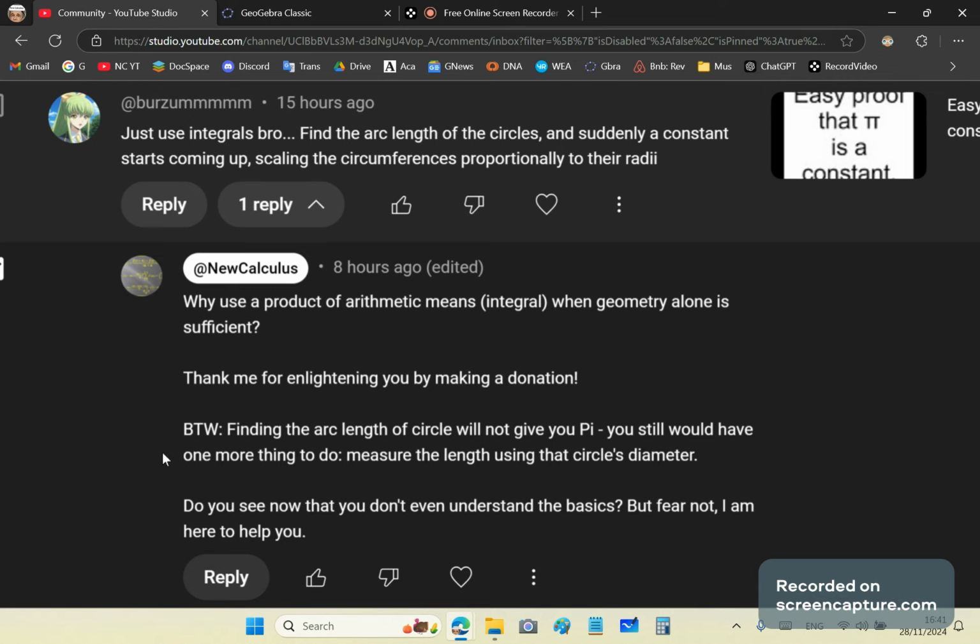But just to show you how clueless people are. So this person here commented, just use integrals, find the arc length of the circles, and then suddenly a constant starts coming up. Wow, that's amazing. Suddenly a constant starts coming up out of the blue. Scaling the circumferences proportionally to the radii. That's not the reason that the measure of the ratio, circle circumference to diameter, is constant. And so let's see why.